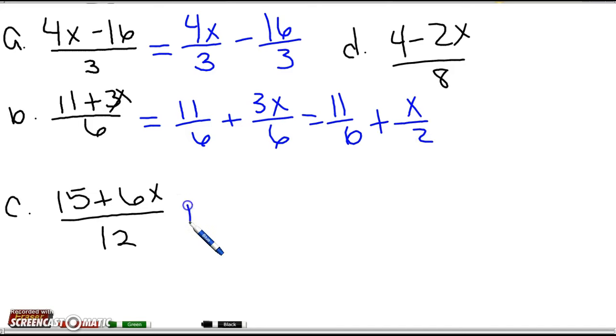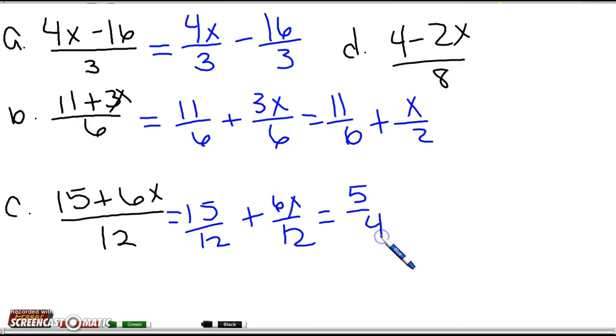All right, the next one. Sorry, that should be equal 15 over 12 plus 6x over 12. Both of those can be reduced. The first one, they both have a factor of 3, so that's going to give me 5 over 4. And this one, they have a factor of 6, which gives me x over 2.